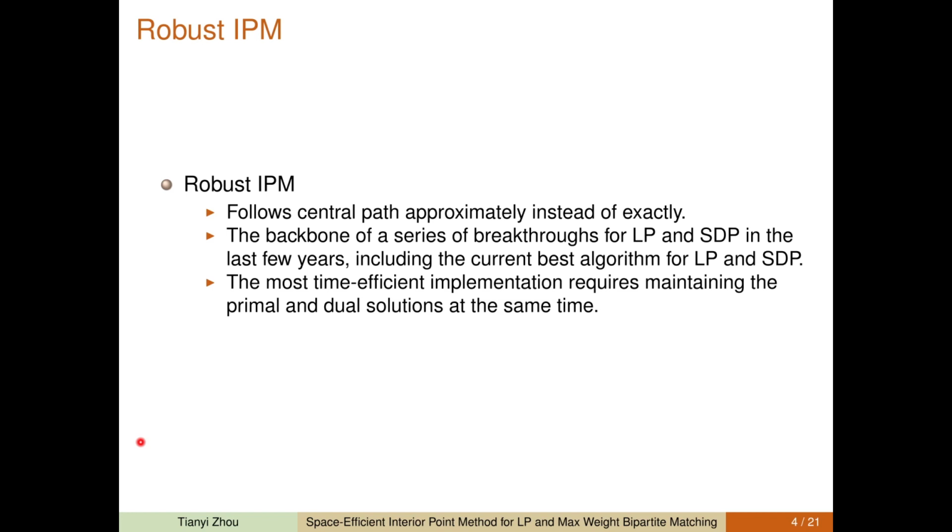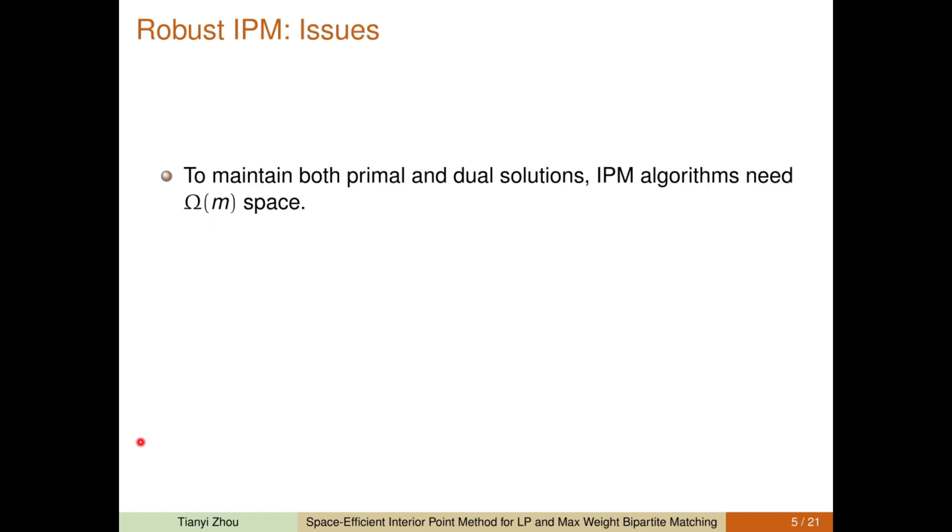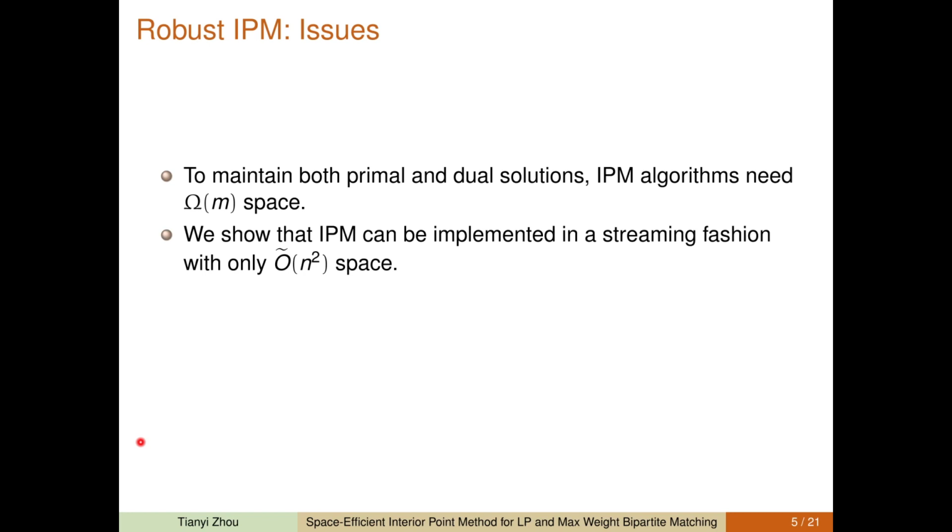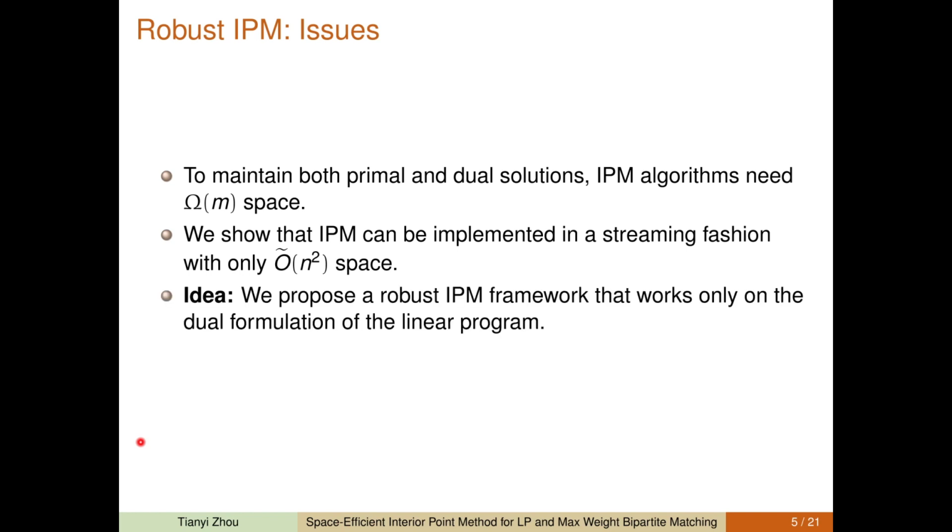The most time-efficient implementation requires maintaining the primal and dual solutions at the same time. The current issue is that to maintain both primal and dual solutions for the IPM algorithm, we need at least m space, where m is the number of constraints and n is the number of dimensions. In this paper, we show that IPM can be implemented in a streaming fashion with only n-squared space. The main idea of this paper is that we propose a robust IPM framework that works only on the dual formulation of the linear programming.